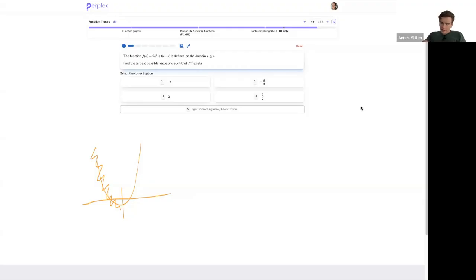So to find the vertex of a quadratic, I'm only looking for the x-coordinate. I don't actually need the y-coordinate. I can use x equals negative b over 2a, or in this case, negative 6 over 2 times 2. That's negative 6 over 4, which is negative 3 over 2. That's option number 2.